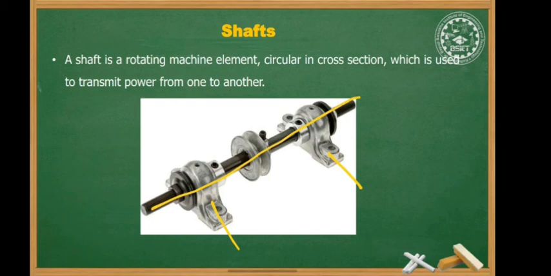The shaft is generally acted upon by bending moment. Due to the weight of the pulley, the shaft will bend like this. So it is generally subjected to the bending moment in addition to the torque and axial force. There are other two similar forms of a shaft, like axle and spindle.